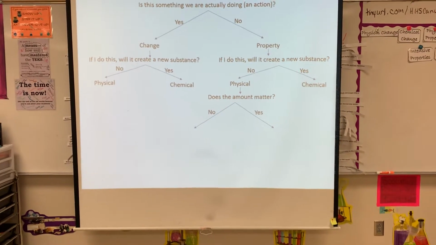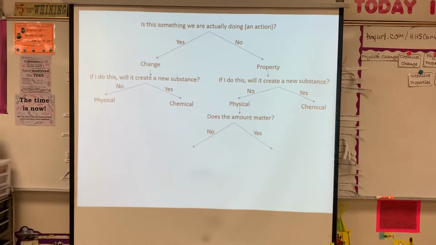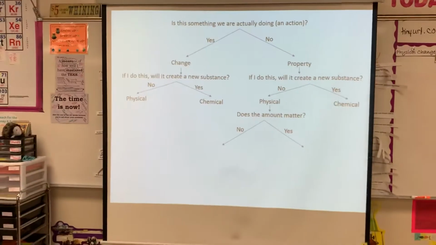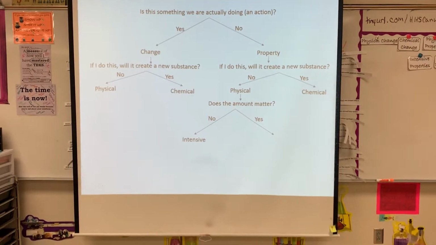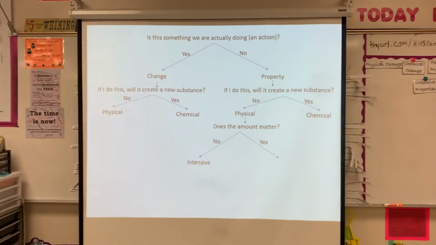Okay? If the answer is no, for example, my shirt today was purple. If I cut my shirt in half, it's still purple. Cut it in half again, still purple. That is called an intensive property. The amount doesn't matter. It doesn't matter how much I have of it. It's always going to be purple.